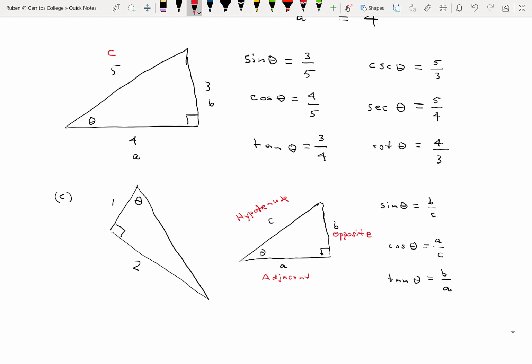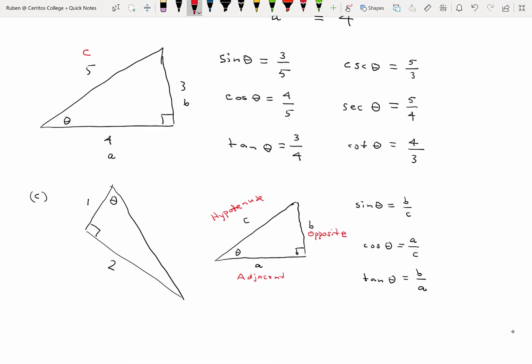Okay. Now let's look at the sine of theta. Let's look at all three trig functions, but let's take a look at the sine of theta just for right now. The sine of theta is B over C, or the opposite over the hypotenuse. Now I'm going to go one step further with these words, and I'm just going to isolate the first letter of each word.